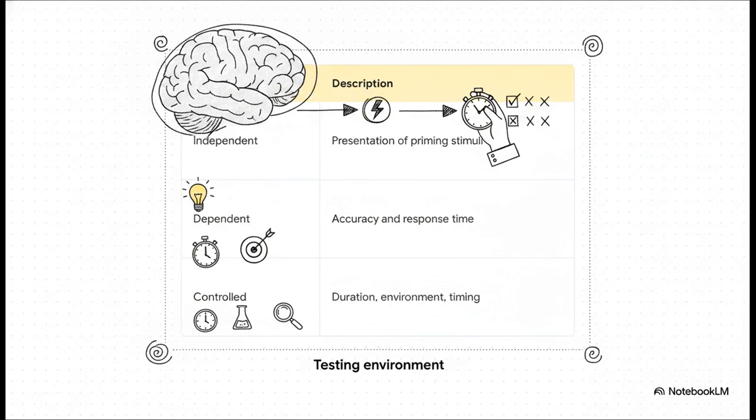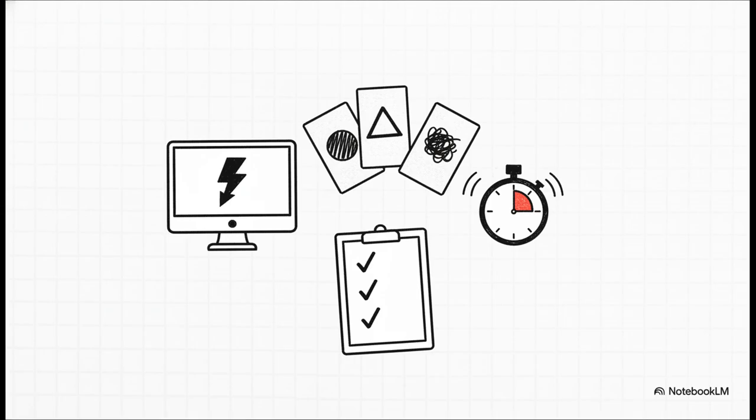And to make sure our data is completely pure, we have to rigorously control things like the number of stimuli, the exact presentation duration, the time interval between the prime and the target, and of course, the testing environment itself. To actually execute this test in our lab session, we need a specific set of physical materials.